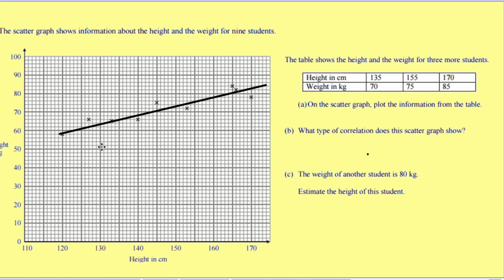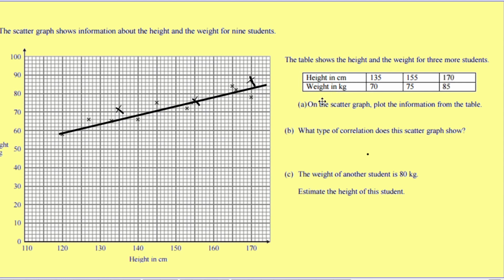135 and 70. So we're just going to plot these on. 135 and go up to 70. 155 on the height and 75 on the weight. 155 and 75 on the weight. And 170 on the height and 85 on the weight. Okay, so we plot those on. So that's a free mark, really. Just plotting 3 points, nice and easy, and that's done.